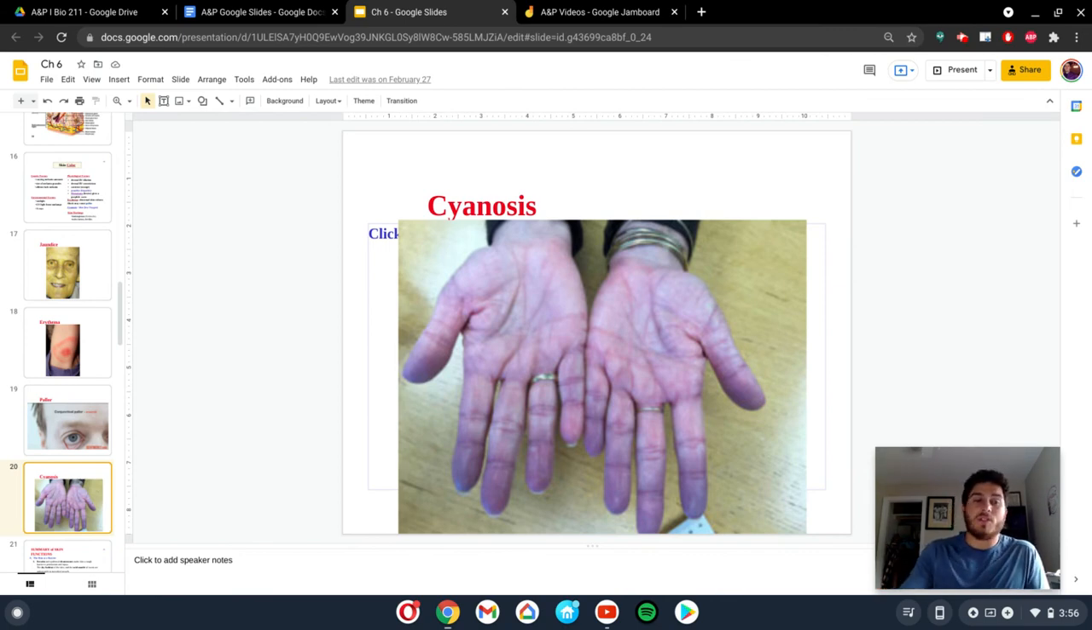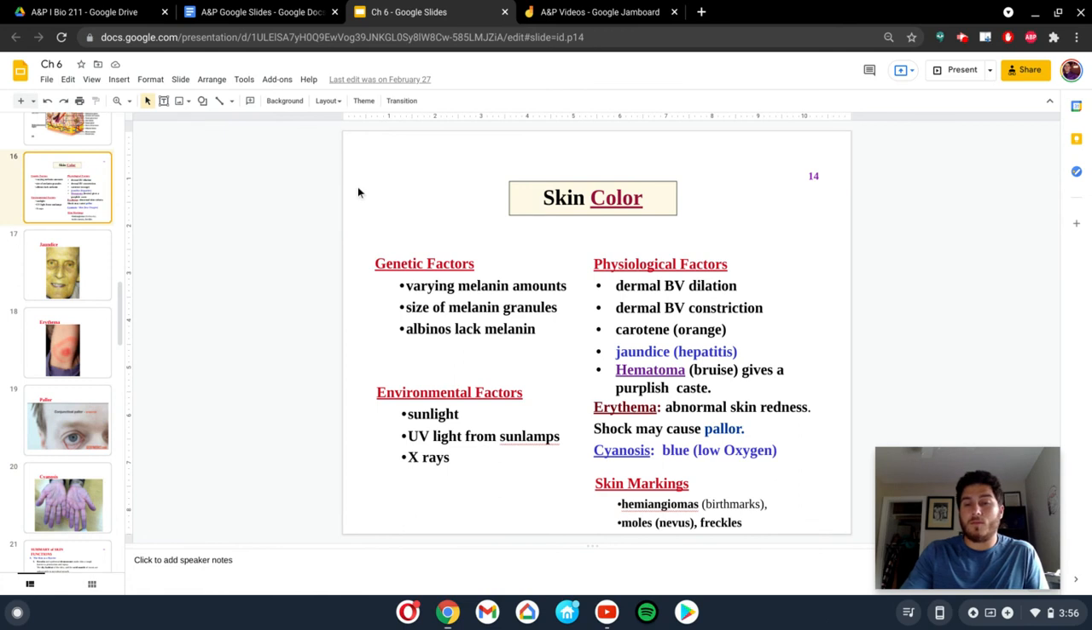And these are some images that go along with the skin color bullet points. If you have any questions on this, please let me know.